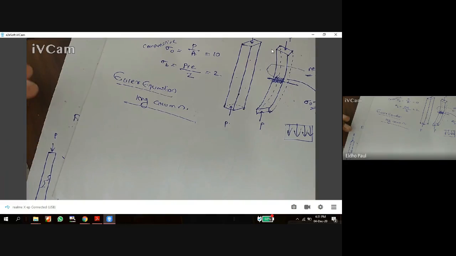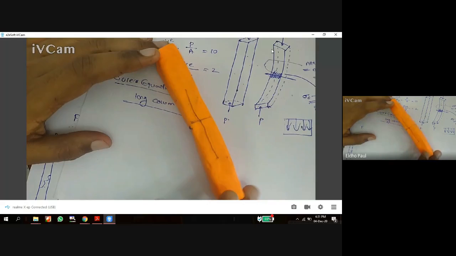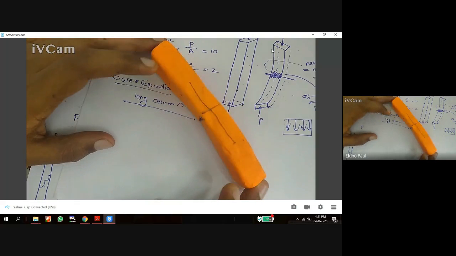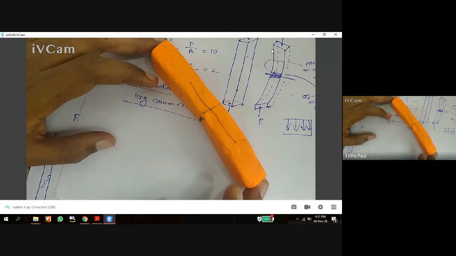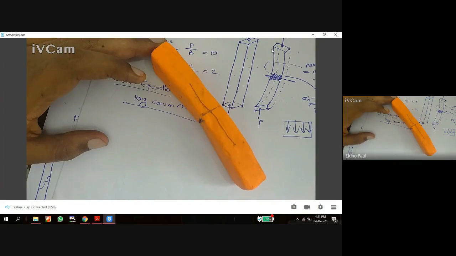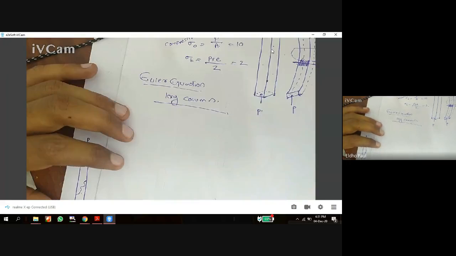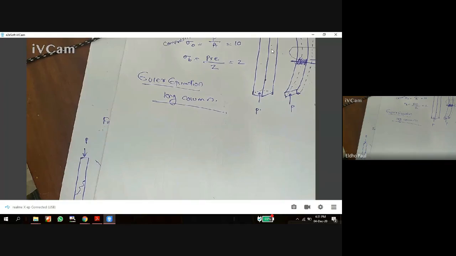Okay, and the long column will fail by buckling only. There is no crushing failure. We are not considering any type of crushing failure for a long column. We only consider buckling failure because the most likely type of failure for a long column is buckling. Okay, and the self weight of the column is neglected for developing Euler's equation. So those are the assumptions. You can read those assumptions.